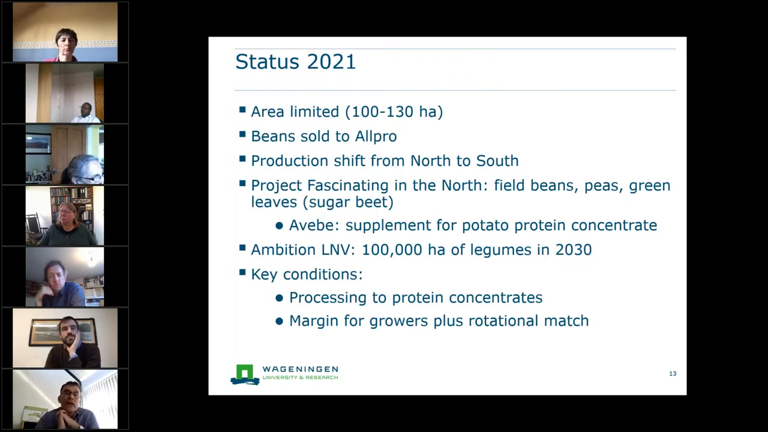Now the status in 2021, this is my final slide. The area is very limited at the moment, only 100 to 130 hectares, so it has gone down. The beans are still sold to Alpro, so human food. And we saw a production shift from north to south. In the north, the yields were poorer. The protein content was poorer, and in the south, it was better. So it is more produced in the south compared to the north.